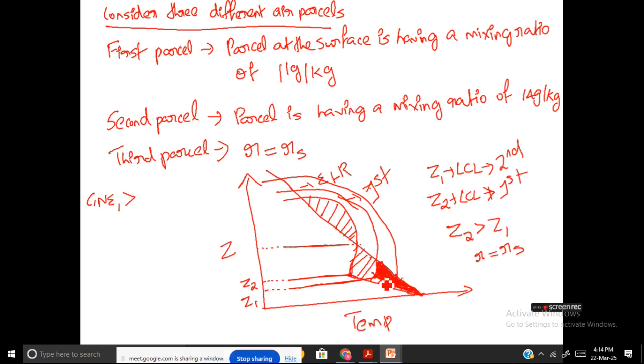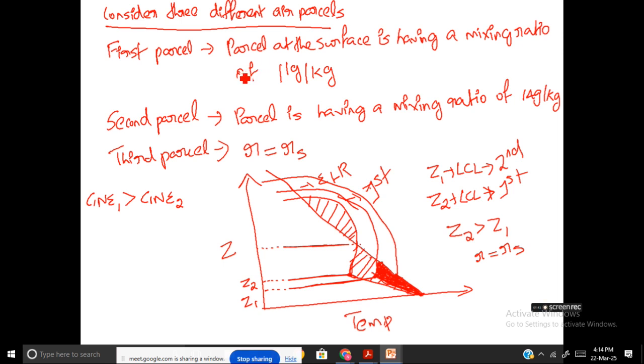Since it had a higher mixing ratio, it reached saturation earlier than the first parcel. So this is in case of the second parcel. So this is less than the CIN of air parcel 1, and there is no CIN for the third air parcel because its LCL is at the surface itself. It is already saturated. So CIN 1 is greater than CIN 2.